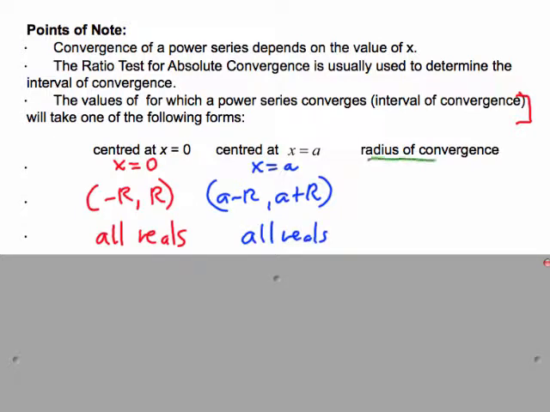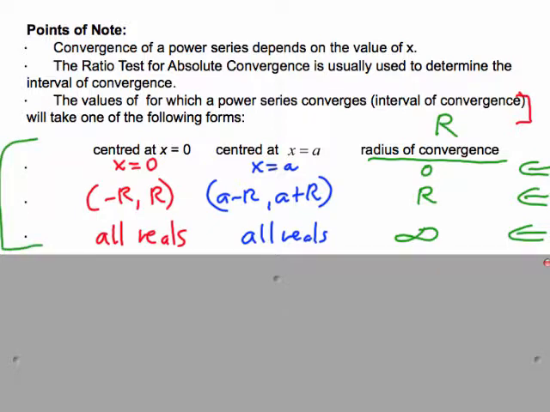And remember that your radius of convergence, which we typically use as capital R, is the distance from the center to the outer point of the interval of convergence. So if your interval of convergence is just the center point, the radius of convergence would be 0. If it's of this form, your radius of convergence is r, and if it's all reals, then it's infinity. All power series have an interval of convergence of one of these three forms.